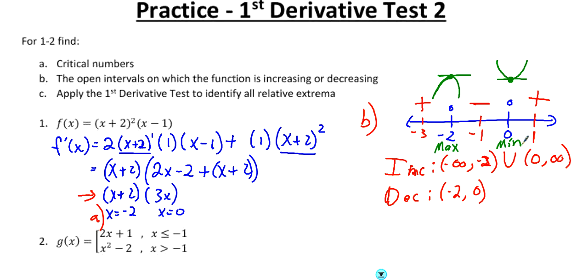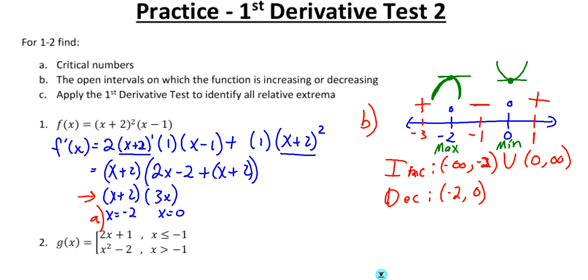I find where my function is increasing and decreasing in my first derivative test in order to find my maximums and minimums. I can't tell that this is a maximum until I find that on this side my derivative is positive, which means my function is increasing, and on this side it is decreasing. So I can't find part C without finding part B's values.